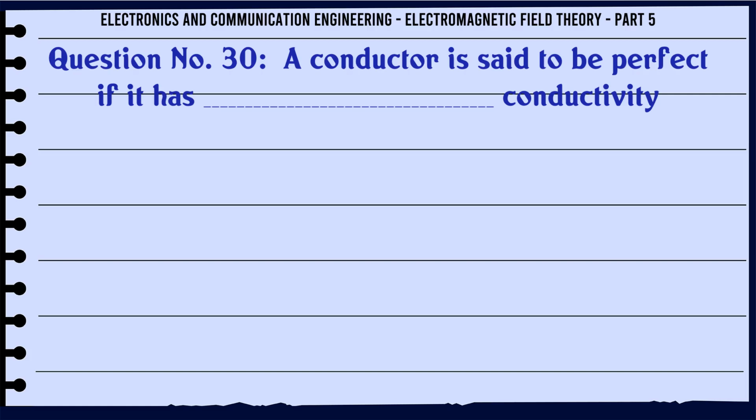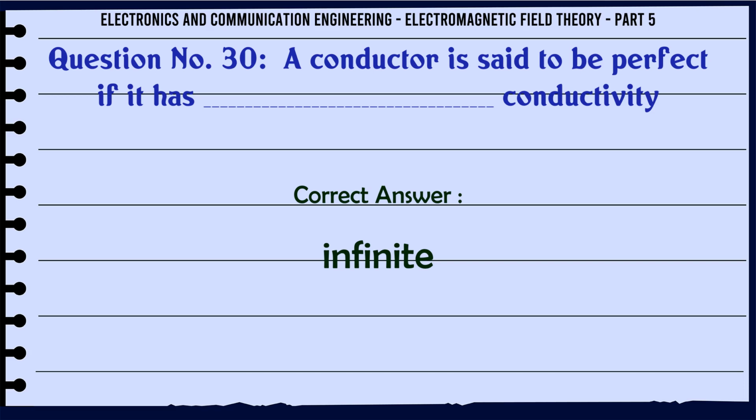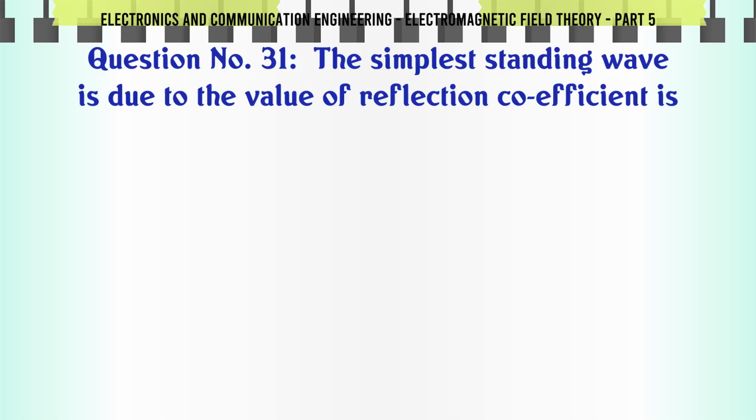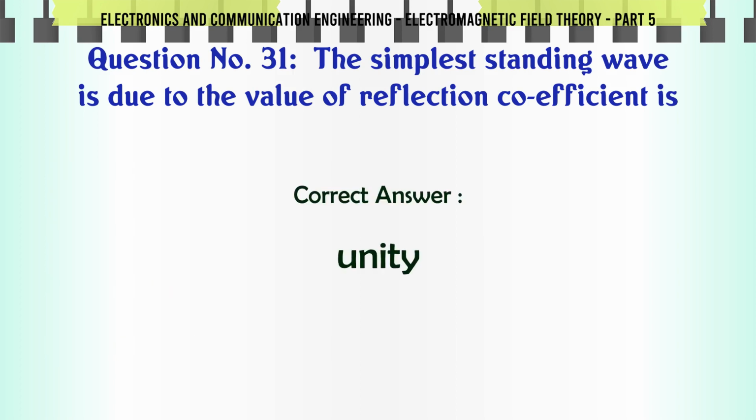A conductor is said to be perfect if it has conductivity. A. Finite, B. Infinite, C. Unity, D. Zero. The correct answer is infinite. The simplest standing wave is due to the value of reflection coefficient is A. 1, B. 0, C. Unity, D. Infinity. The correct answer is unity.